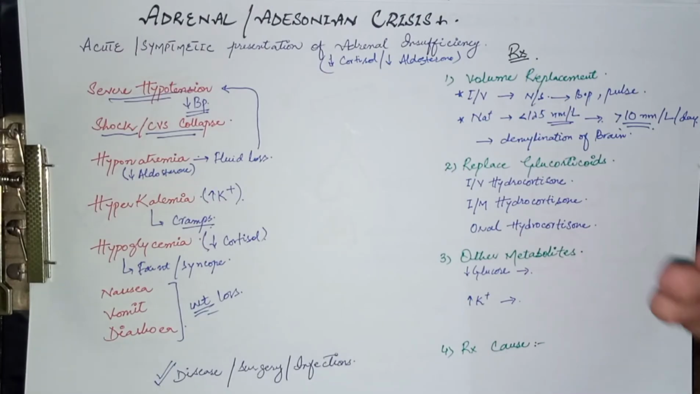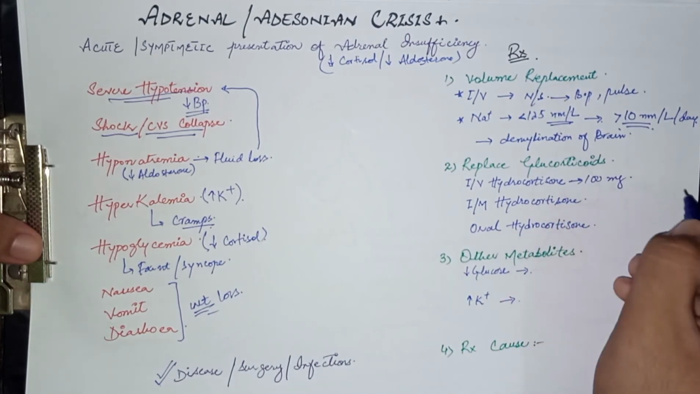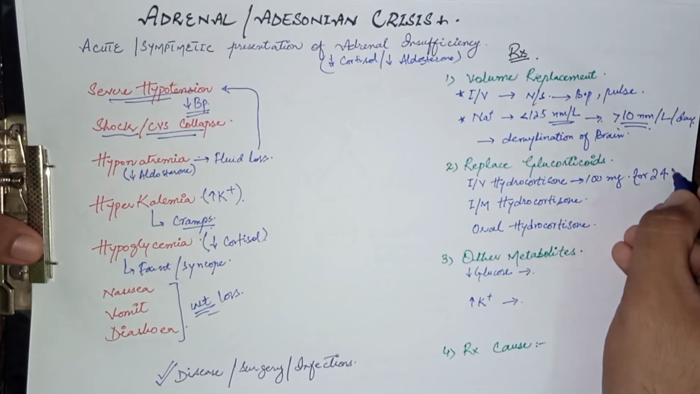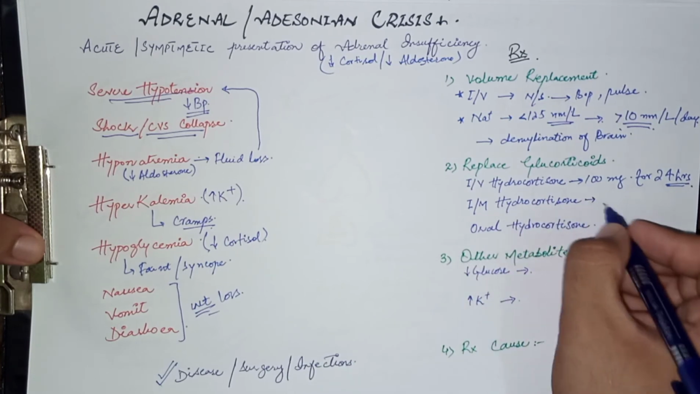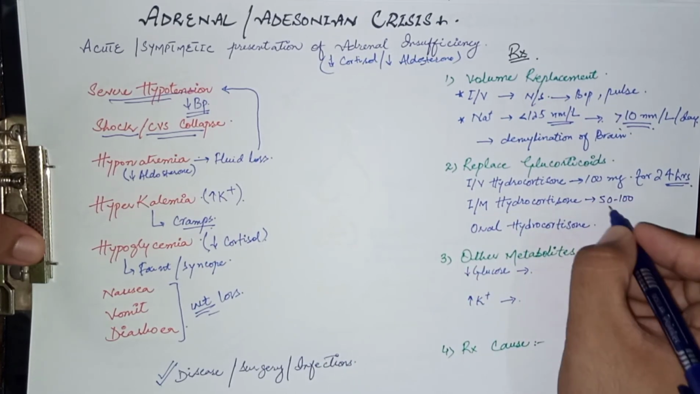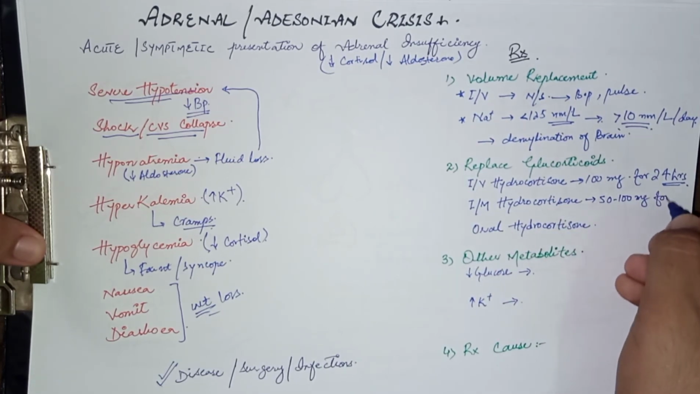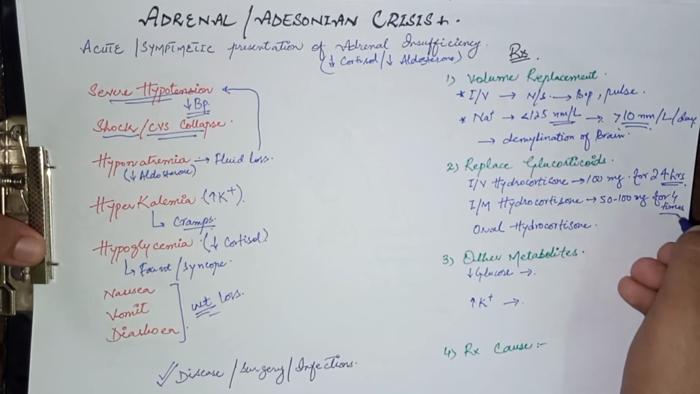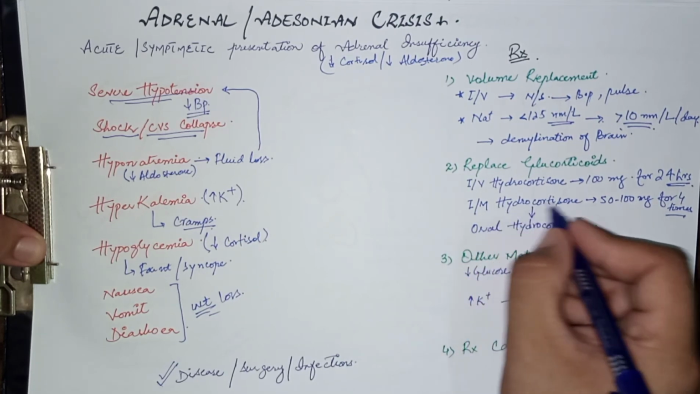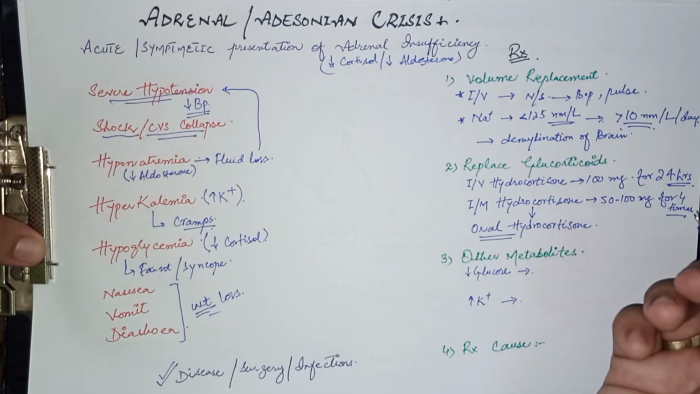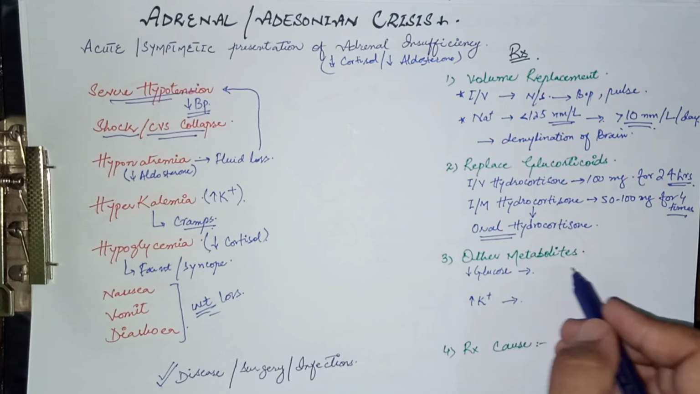The glucocorticoids: give the patient IV hydrocortisone, 100 mg IV hydrocortisone for the initial 24 hours, and then convert it into intramuscular hydrocortisone, 50 to 100 mg intramuscular hydrocortisone 4 times daily until the patient gets stable. When the patient gets stable, convert this intramuscular hydrocortisone into oral hydrocortisone in order to replace the glucocorticoids or the cortisol levels. Then correct the other metabolites.